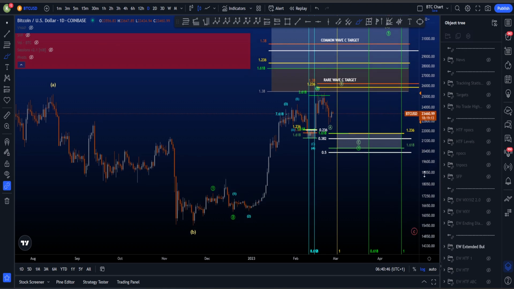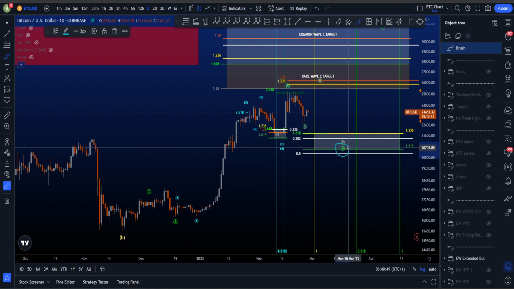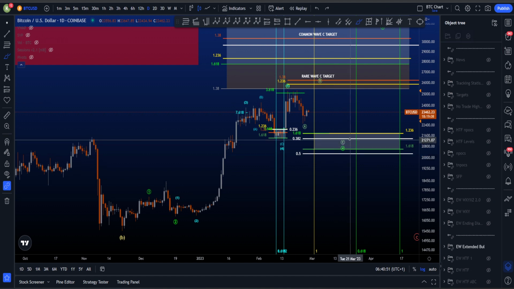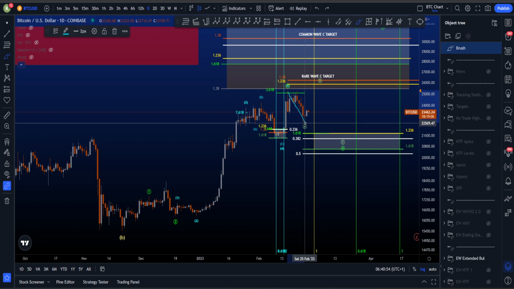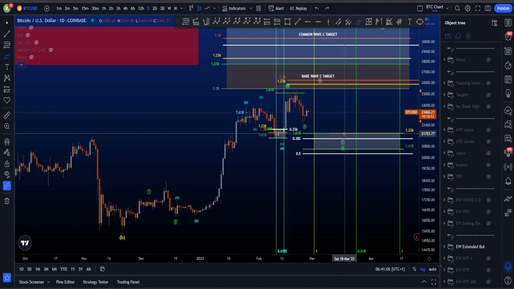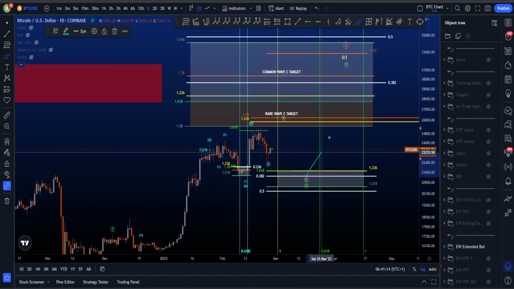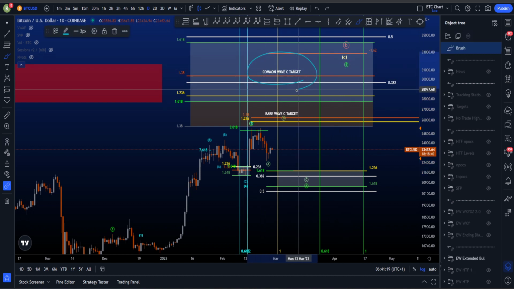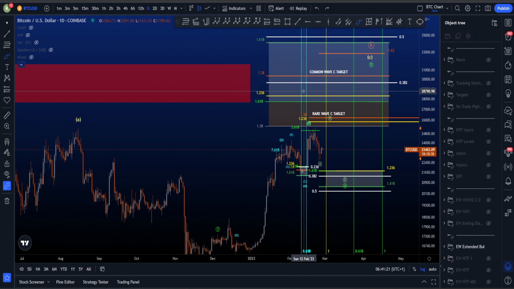But basically what I'm looking for is for this wave 4 to be an expanded flat, which is very common in a wave 4. So then we have wave A, which might have just finished here at about 22.6k. Then we get some sort of a 3-wave move up for wave B, then a move down to finish wave C between 8k and 20.6k, before then a move to the upside to finish wave 5, and hopefully wave 5 would finish in the common wave C target, because that's the most common target.